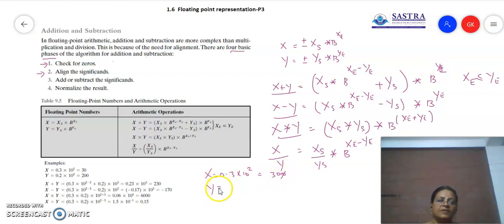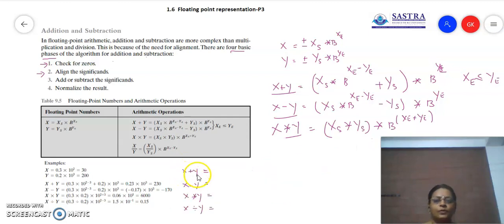Now you take the next value, y is equal to 0.2 into 10 power 3. So its equivalent value is going to be 2 followed by 3 zeros and then 1 point, so you'll be having 200. So the number x is represented as 30 and y is represented as 20. Now we will just see how to do this addition x plus y with respect to these two numbers.